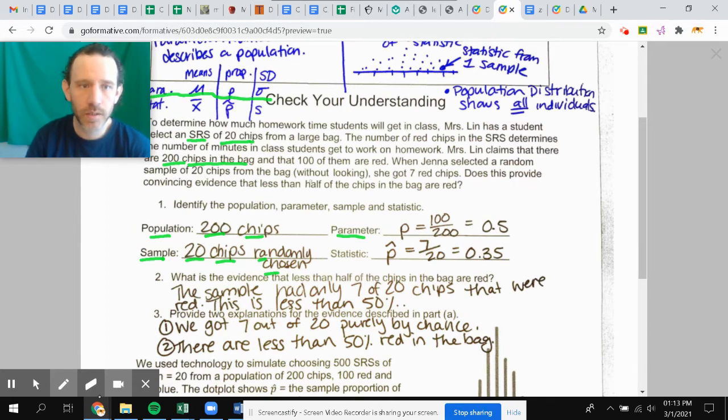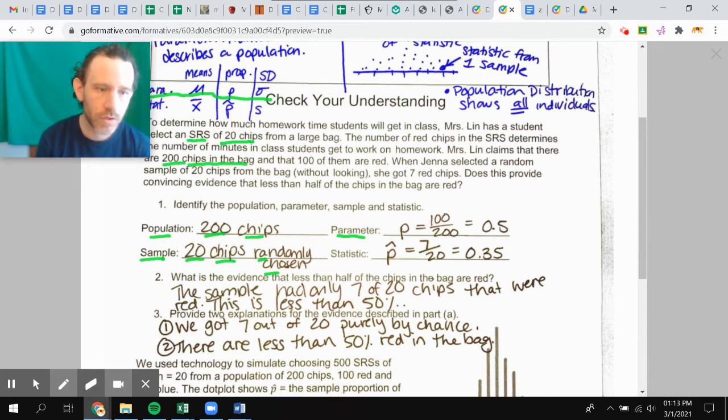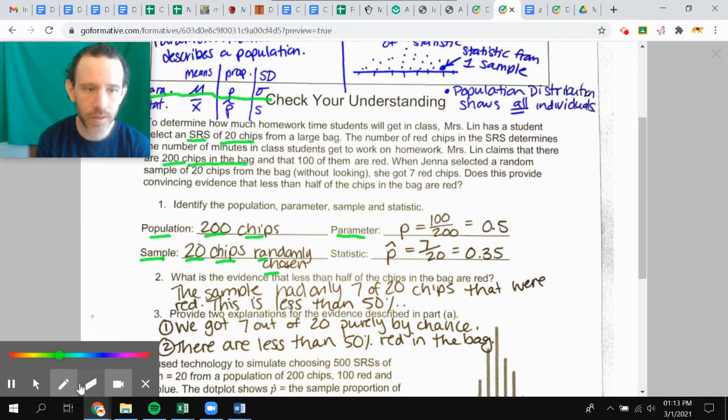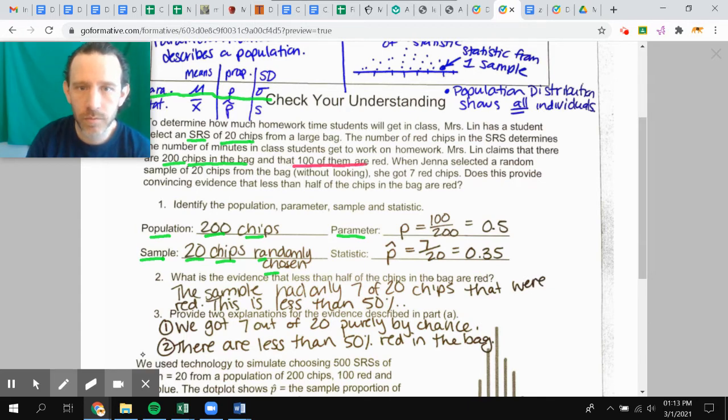So if we're looking at the full scope of our population, there's 200 chips, and how many were red in that scenario? There were 100 that were red. So if I'm talking about a parameter here, it's the symbol P. And what is a P? It's the population proportion. And in this case, we actually knew what that is. That's 50% because there's 100 out of 200. A lot of times you may not have that information.